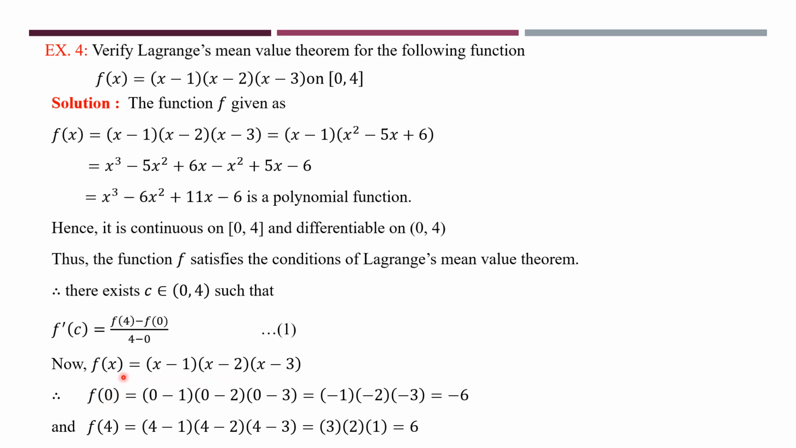Find f(0). Then x = 0. We get (0 - 1)(0 - 2)(0 - 3) = (-1)(-2)(-3) = -6. Also find f(4). Put x = 4: (4 - 1)(4 - 2)(4 - 3) = 3 into 2 into 1, which is equal to 6.